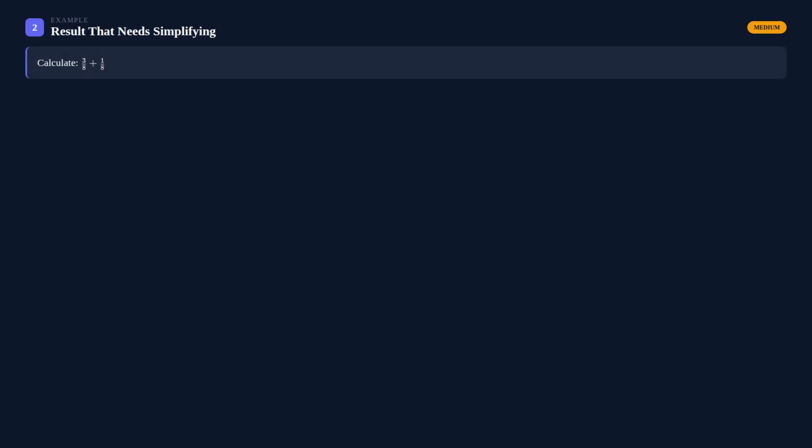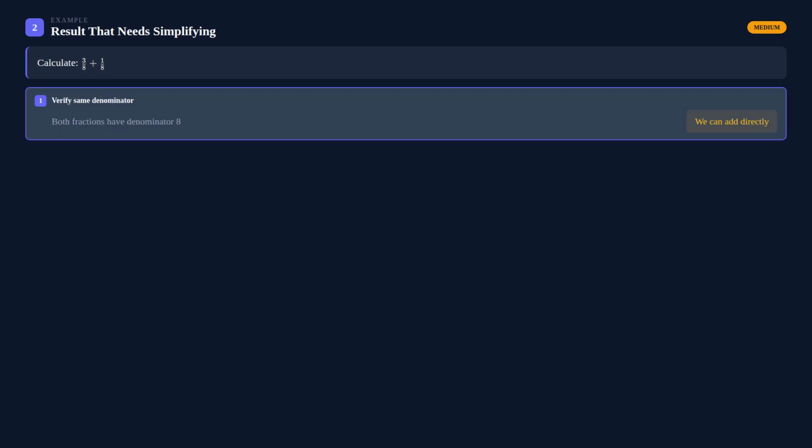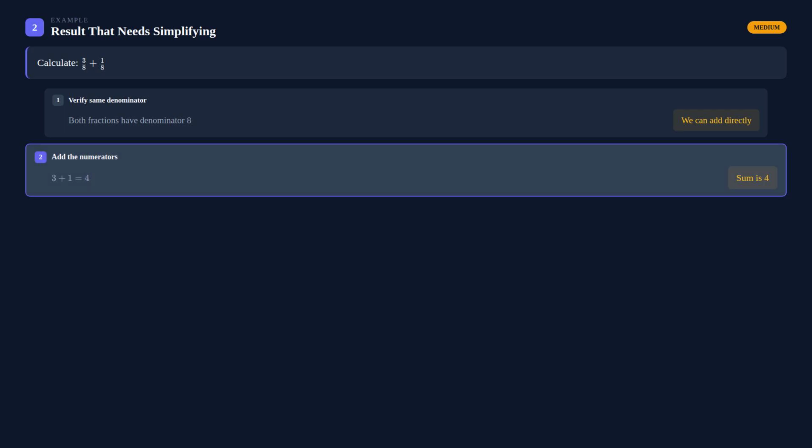Example 2. Result that needs simplifying. Let's look at calculate 3 over 8 plus 1 over 8. Step 1. Verify same denominator. Both fractions have denominator 8. This gives us we can add directly.